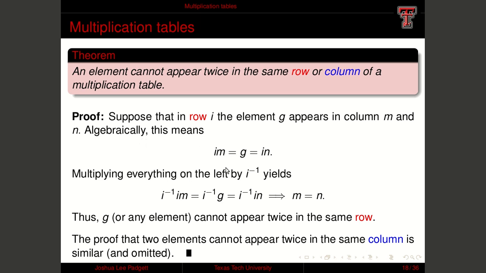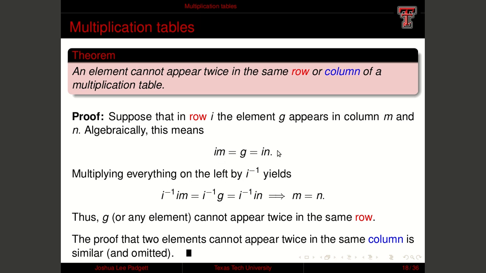Algebraically, this means that I composed with M from the right is equal to G, and I composed with N from the right is equal to G. That's what a multiplication table represents. Now, multiplying everything on the left by I inverse. Why can we do this? Well, our old rules tell us that every action is reversible, so there is some reversing action. I don't know what it is, but I'm going to represent it with this notation, I inverse. This is the undo of I.